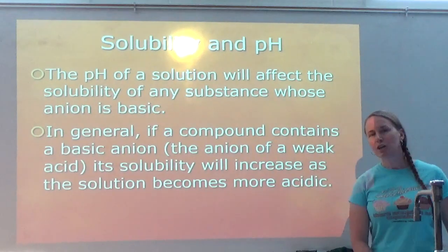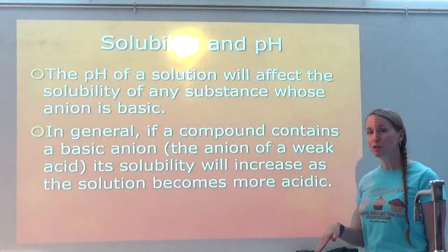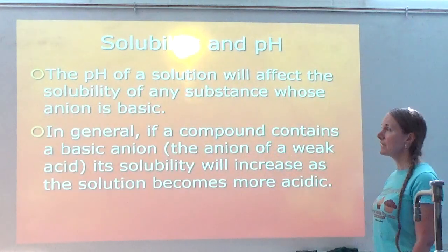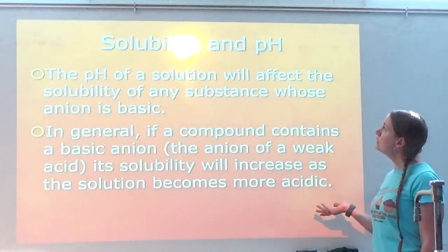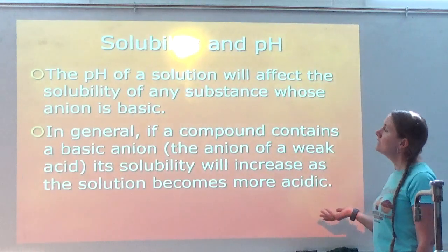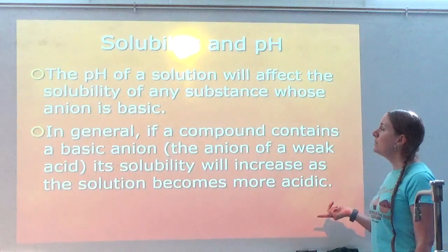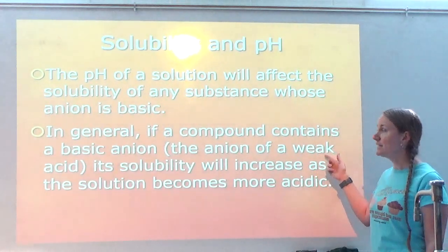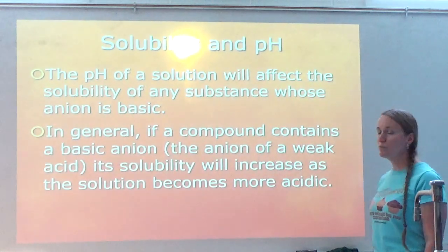All right, so now let's talk about pH. Okay, so we just did common ion effects. So solubility decreases if we have a common ion present because, of course, that shifts our equilibrium towards the reactants, so less will dissolve. So now let's talk about pH. The pH of a solution will affect the solubility of any substance whose anion is basic. In general, if a compound contains a basic anion, the anion of a weak acid, not a strong acid, its solubility will increase as the solution becomes more acidic.